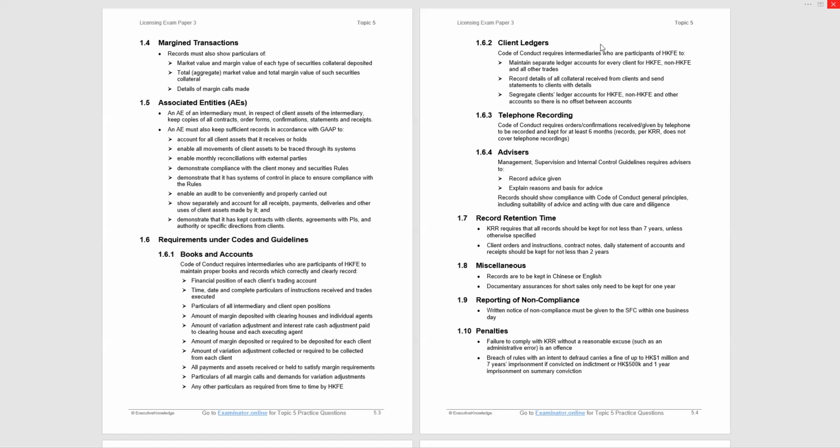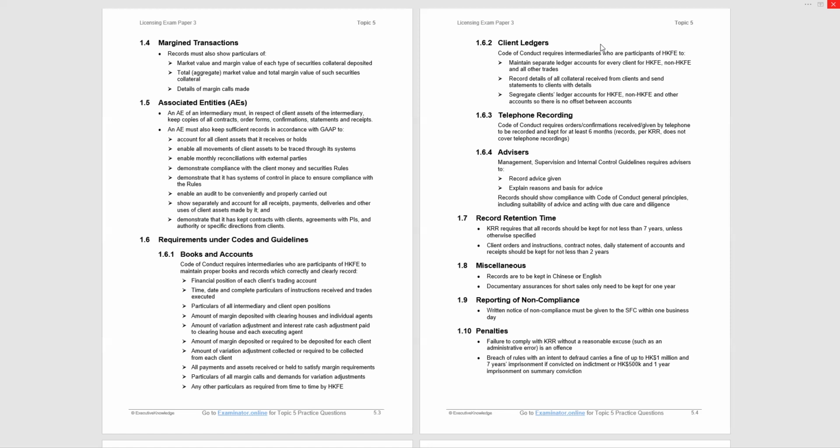Record details of all collateral received from clients and send statements to clients with details. Okay, fair enough. And here's the third point, an important point. Segregate clients' ledger accounts for futures exchange, non-futures, and other accounts. Well, that was the first point being repeated. So there is no offset between accounts. That's the important point. If you've got debits in one set of accounts, credits in the other set of accounts, you cannot offset. They must be kept separate. And that has been highlighted in questions in the past.